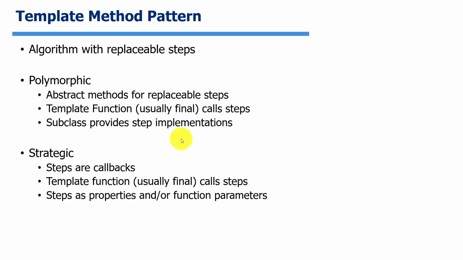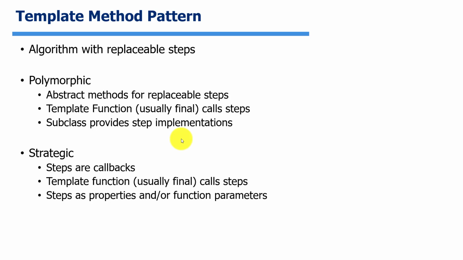One is polymorphic, and the idea is you create an abstract class that's going to represent the thing that holds the template method. And it has a function in there that's usually final that calls several steps. Each of those steps are abstract methods, and that can be overridden by different subclasses. That's a really nice approach to this. But the problem is, once you've created the instance of this, you're done. You can't change those implementations.